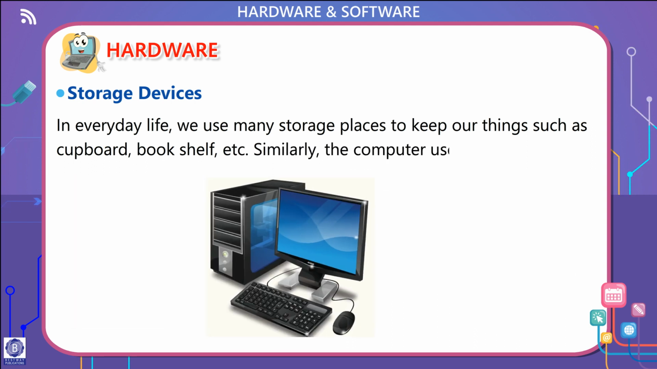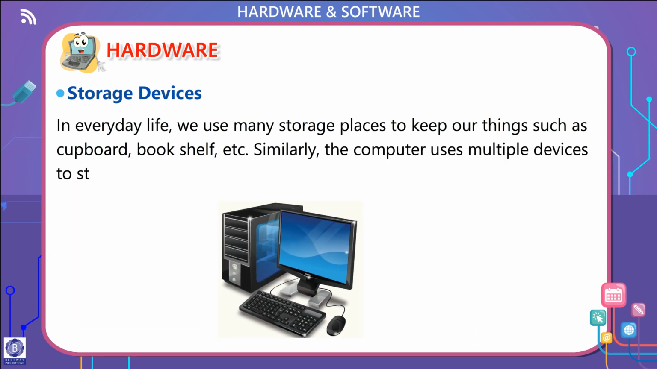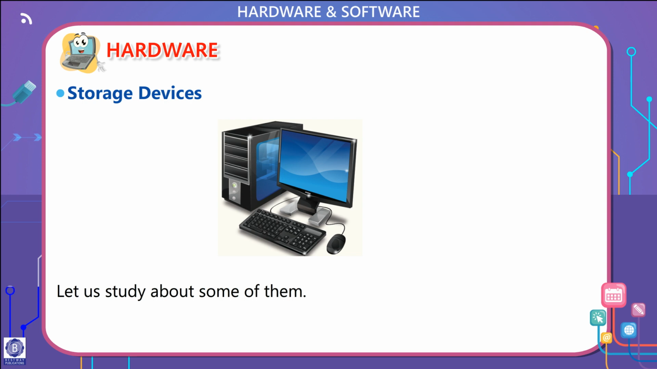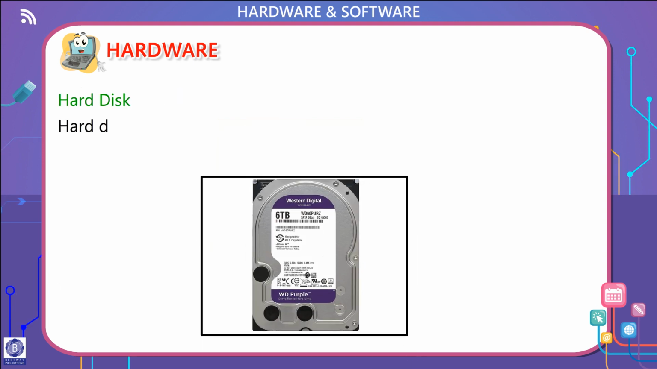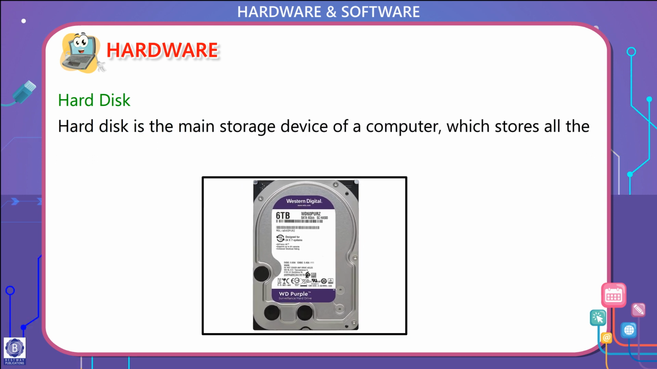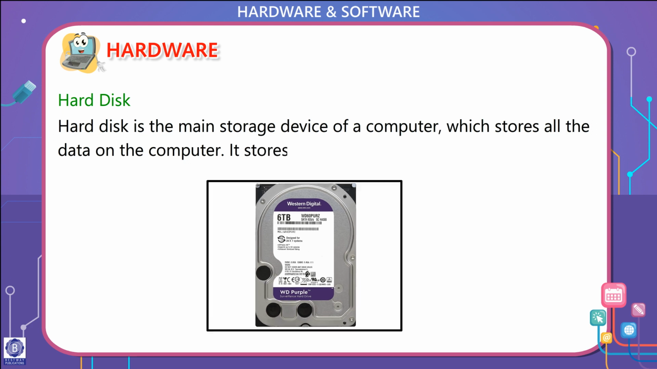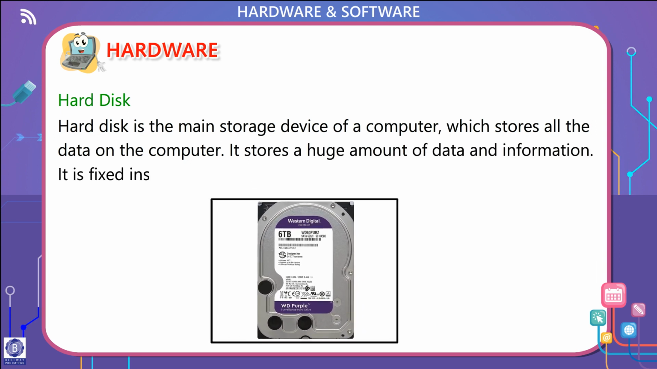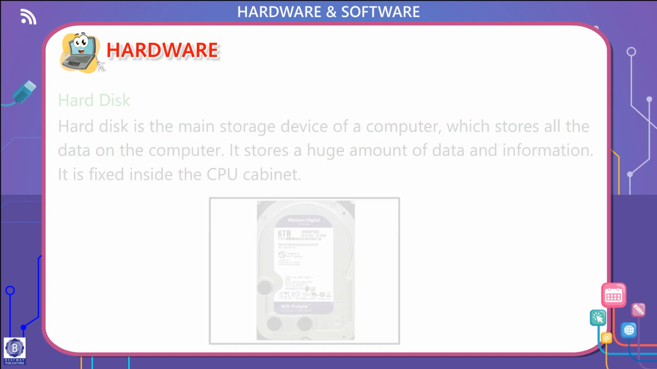Storage devices. In everyday life, we use many storage places to keep our things, such as cupboard, bookshelf, etc. Similarly, the computer uses multiple devices to store data permanently. This data can be opened anytime later. Let us study some of them. Hard disk. Hard disk is the main storage device of a computer which stores all the data on the computer. It stores a huge amount of data and information. It is fixed inside the CPU cabinet.